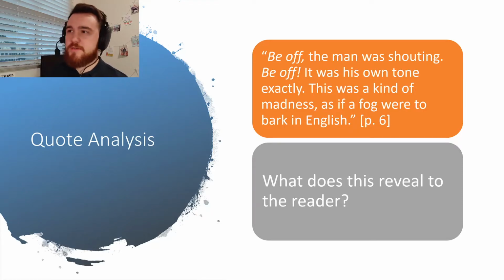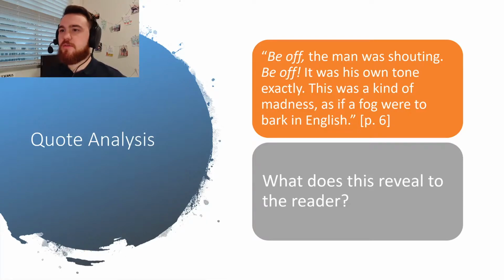And we're reading now. "Be off," the man was shouting. "Be off." It was his own tone exactly, his own meaning, William Thornhill. This was a kind of madness, as if a dog were to bark in English, a dog to bark in English. So what this reveals to us are William Thornhill's core beliefs about other people, or people who look different.